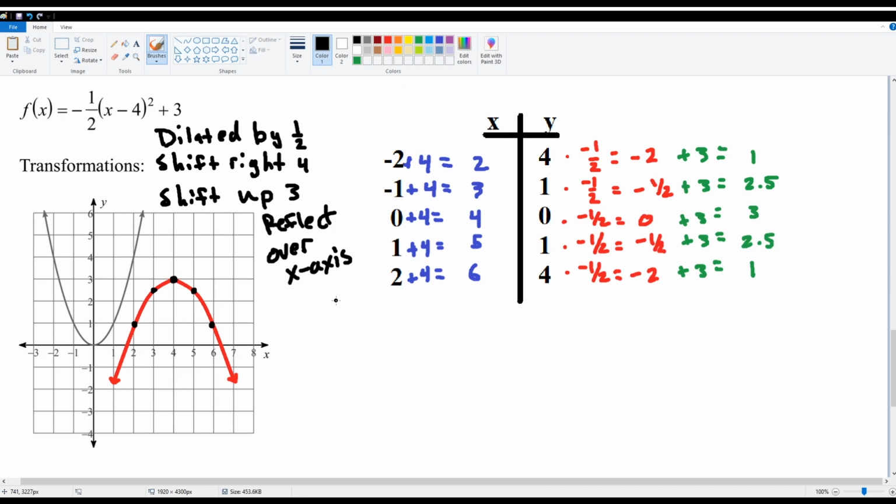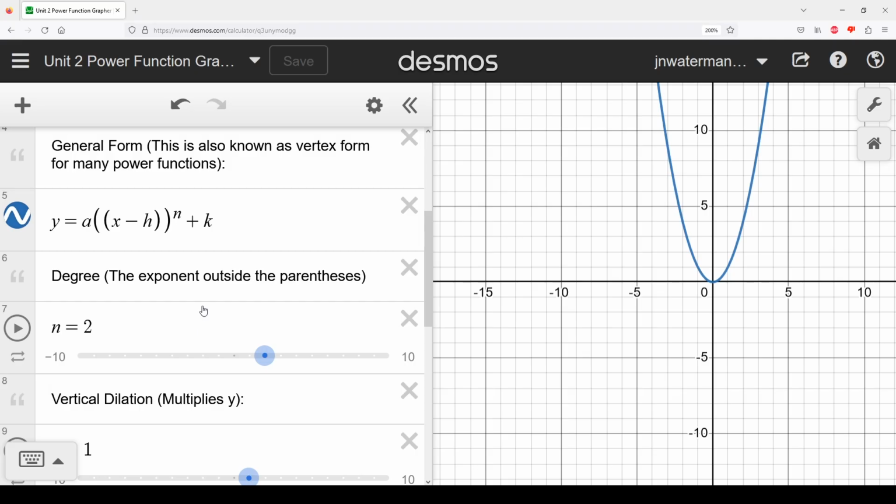Let's take a look at Desmos for a second. If plotting the tables gets confusing or taxing, or maybe you just want to look at a visual representation of what the transformations are like on Desmos in order to get a better picture of what you're trying to do, this file here, which I've called the Unit 2 Power Function Grapher, because we'll probably be using this for more than one assignment, is going to be the best tool here.